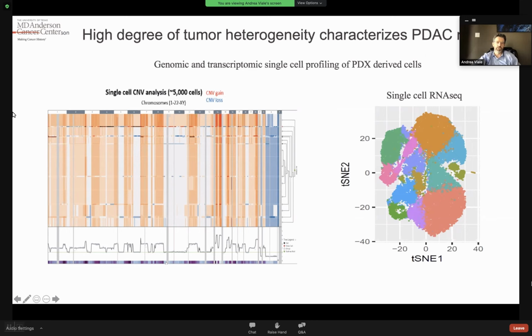For instance, here I would like to show you some single-cell analysis, copy number variation and RNA-seq, made on primary human cells that we are using and that I also use later on for some experiments. You can clearly see that at the genomic level they are characterized by different subclones that can also be captured at the RNA level as different states of transcription.